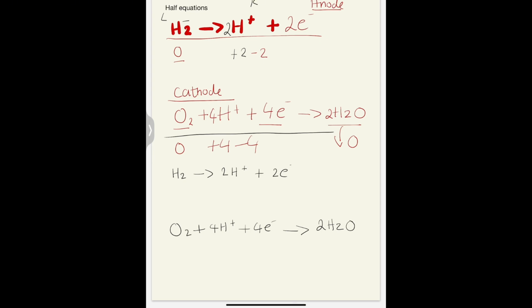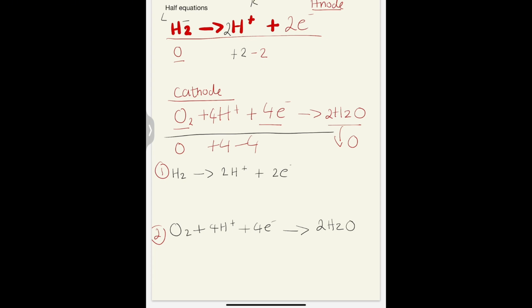So we need to make sure that this has got 4 electrons, so they both need to have the same number of electrons on both sides. It's a bit like simultaneous equations. So what I'm going to do to make this equation over here, which is going to be number 1, just 1 minute, this is going to be number 1, and this is going to be number 2. So number 1 needs to be equal to number 2. It has to have 4 electrons.